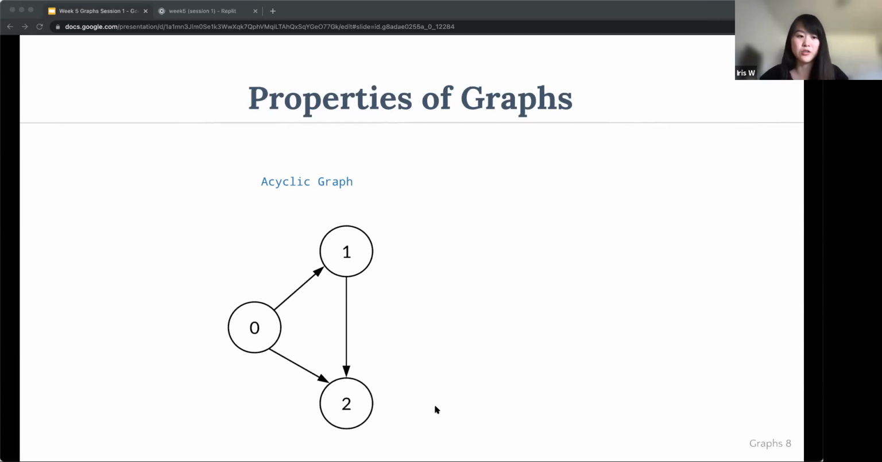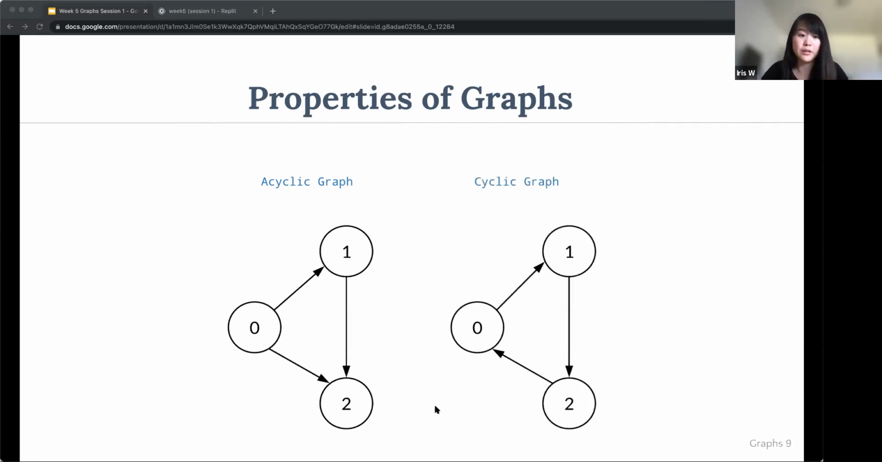And it's also interesting in the case of a directed graph, as I was saying before, that in this example, there's actually no cycle there. But in this example, this is a cyclic graph. If you merely change the direction of one of the edges, now there's a path from every node back to itself.